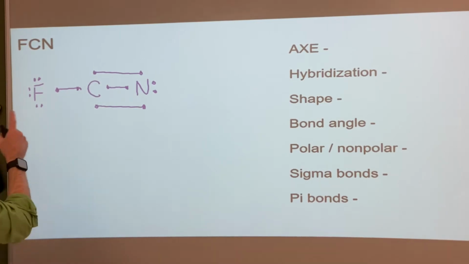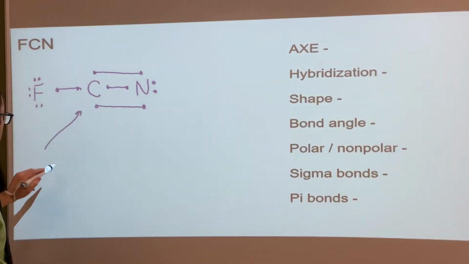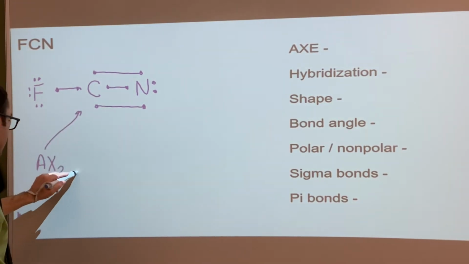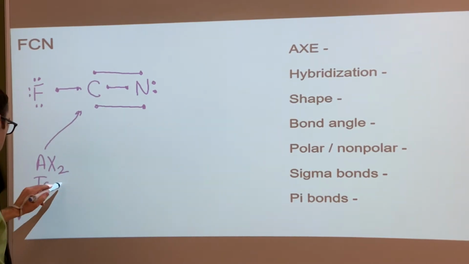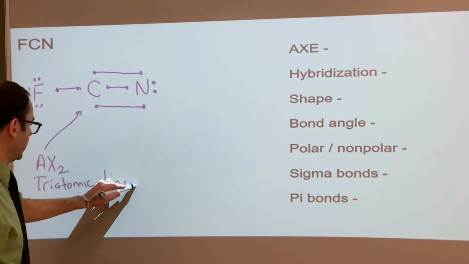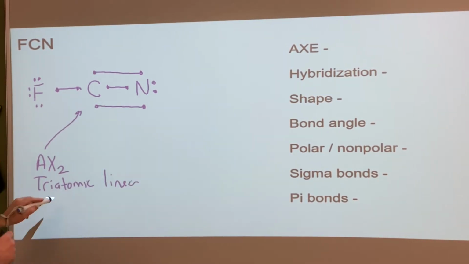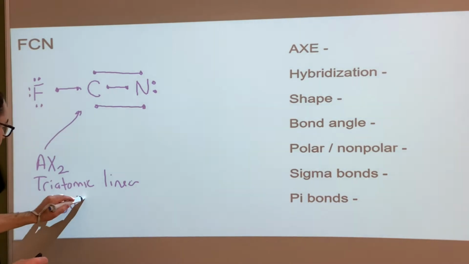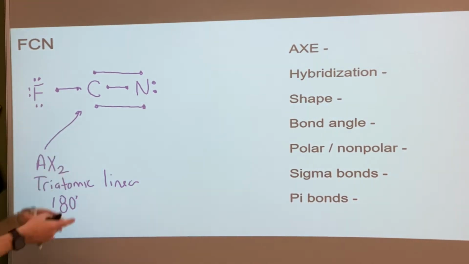Now, let's go over the other part. So the AXE for this, what would that be? Good, AX2, and what's the shape for that? Good, triatomic linear. All right, and the angle? 180. Does that look pretty good? Yeah, it looks pretty good. So you wouldn't have to rewrite this one, all right?